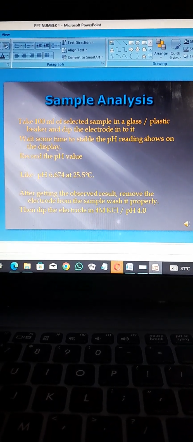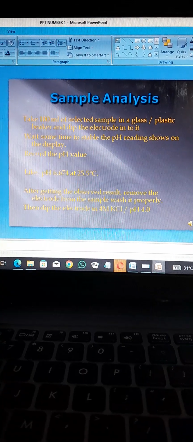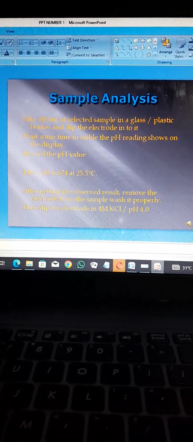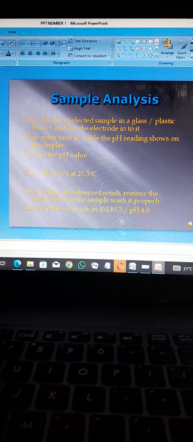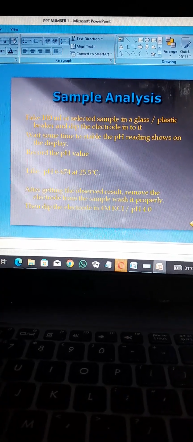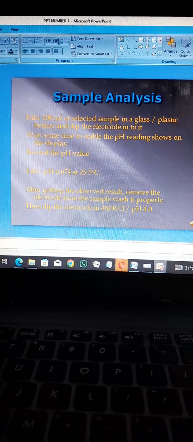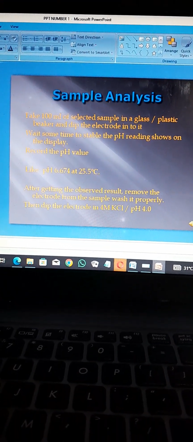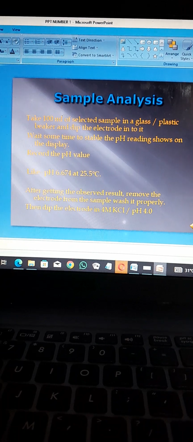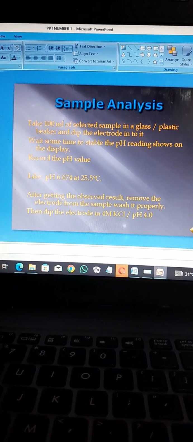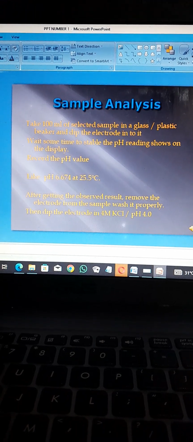Then come to the sample analysis. Take 100 ml of selected sample in a glass or plastic beaker and dip the electrode into it. Wait some time for the pH reading to stabilize on the display and then record the pH value. Report the pH value like pH 6.6 at 25 degrees, so we have to mention the temperature.